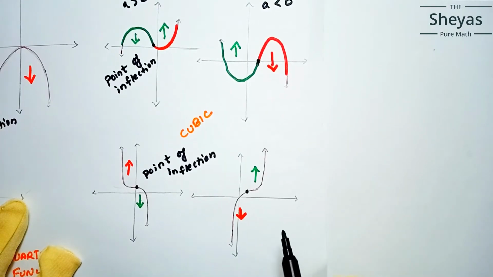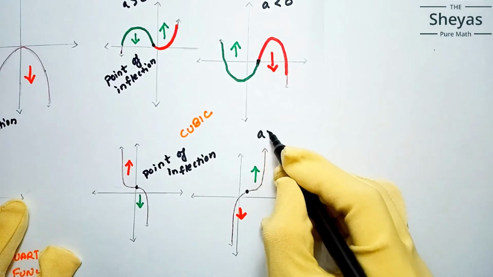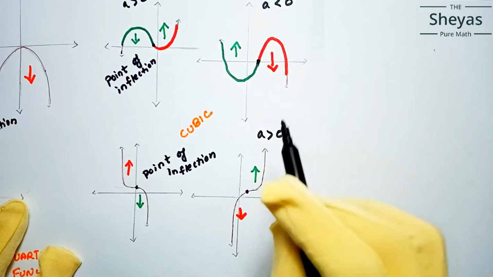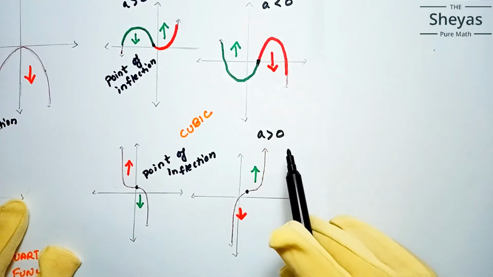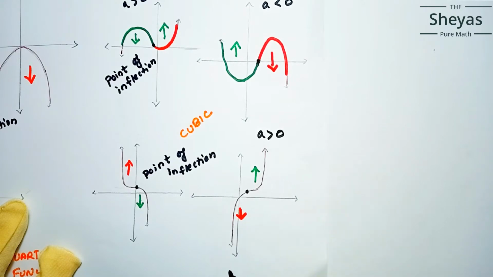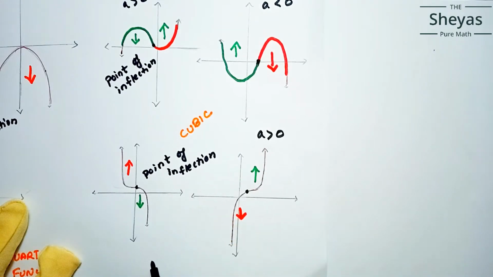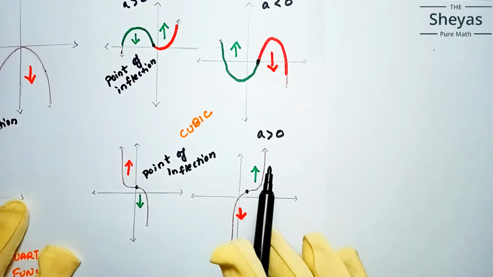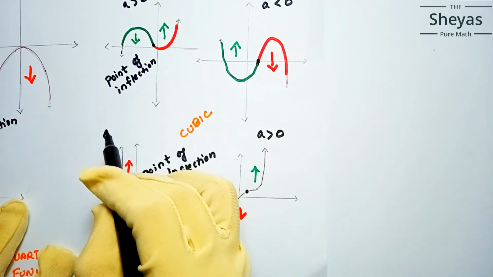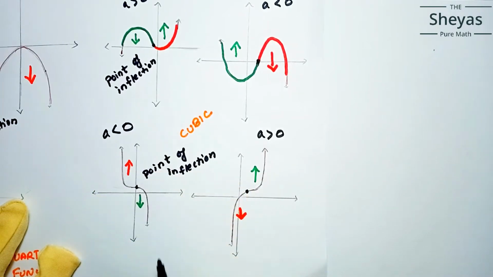So same for this also. If a is greater than 0 in the cubic function, then the graph will be this shape. So this graph has no local maxima, no local minima. And this graph also, the same thing, it has no local maximum, local minimum. If a is less than 0, the shape will look like this.